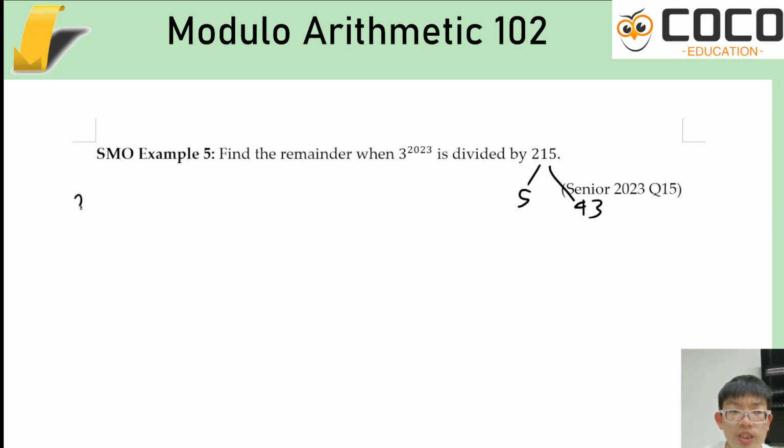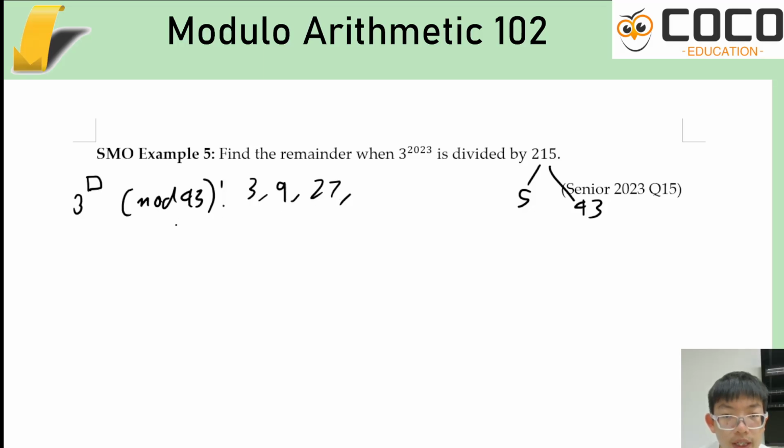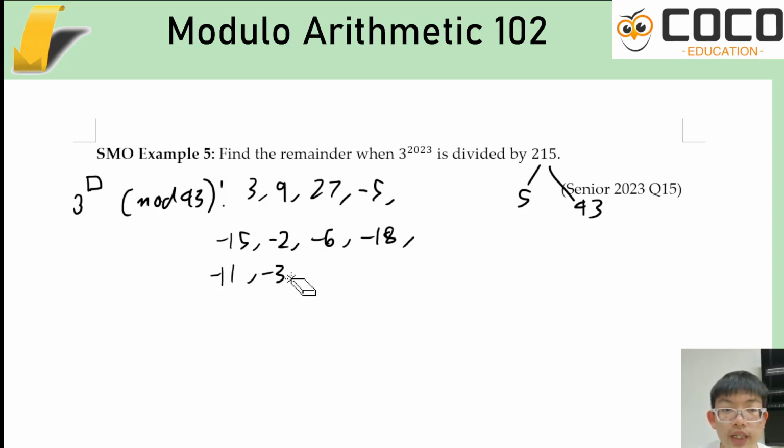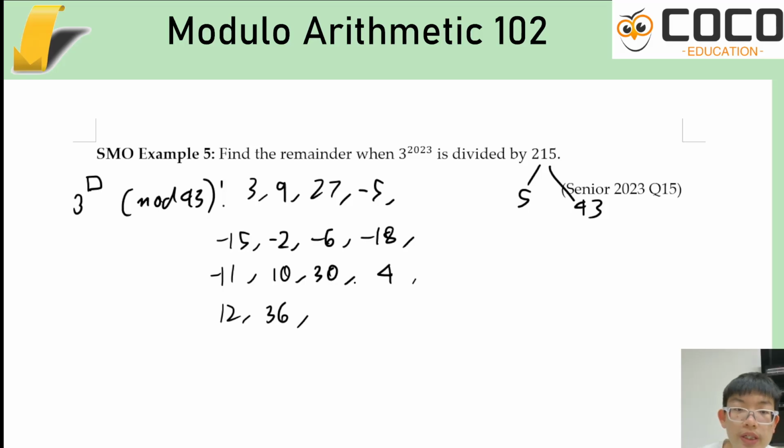But if I now say 3 to the power of something mod 43, how long is this going to take? Let's see. 3, 9, 27, then 81. 81 is congruent to -5, so -15, -45, which becomes -2, -6, -18, -54, which becomes -11, -33, which becomes 10. Now I'm just trying to use numbers that are nice, but this is not going very well. Well, it is going somewhere, and the somewhere is that it is just going and going and going.